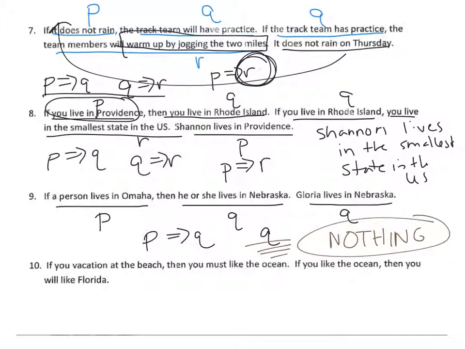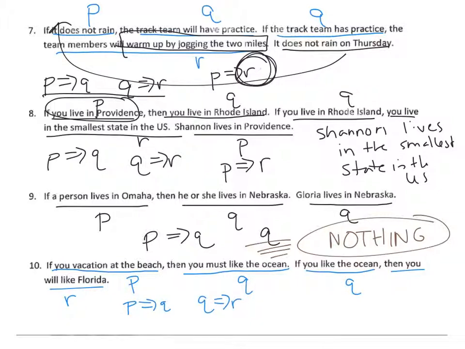Number 10, if you vacation at the beach, P, then you must like the ocean, Q. If you like the ocean, Q, then you like Florida. That's totally new, R. So we have that P implies Q is true, and Q implies R is true. So then, by law of syllogism, you can say P implies R is true. So your answer is, if you vacation at the beach, then you will like Florida.